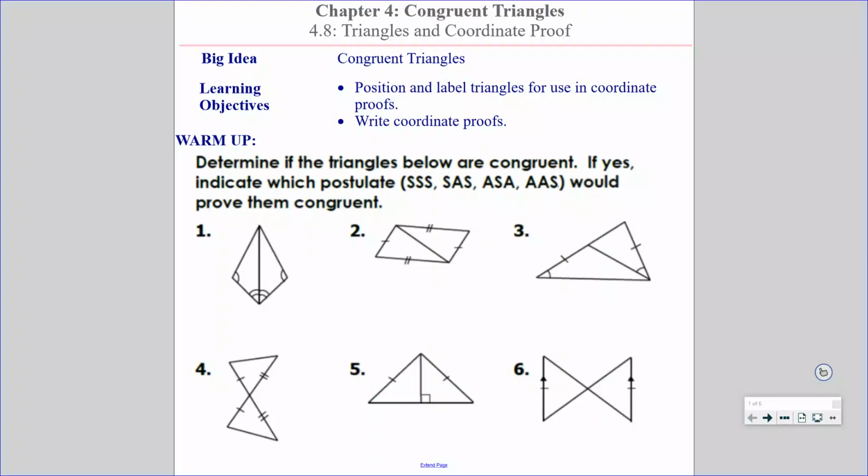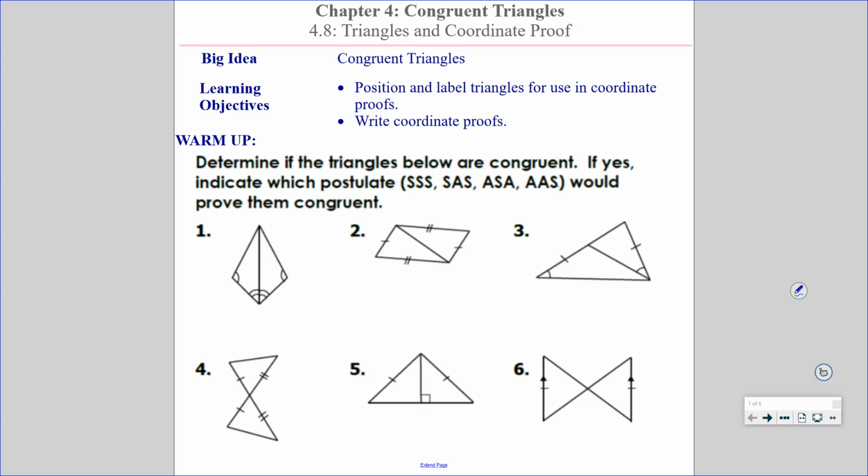Triangles and coordinate proof. Okay, let's see how we did on the warm-up. The directions say determine if the triangles below are congruent. If yes, indicate which postulate, side, angle, side, would prove them congruent.